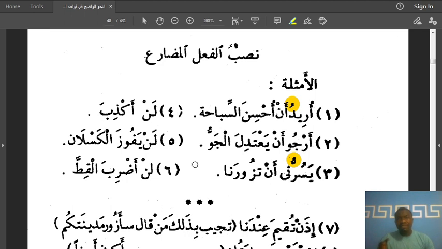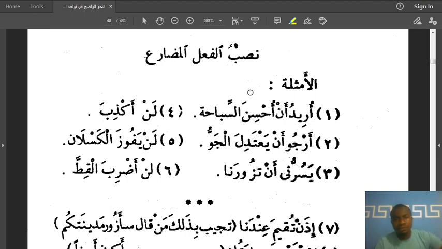So basically, al-fi'l al-mudari is marfu'. It is nominative. That is to say, it ends in Dhamma. But in this lesson, we are going to learn cases where the fi'l mudari will rather end in fatha instead of Dhamma. That is what we call nasbul fi'l al-mudari. Cases when the present tense verb ends with fatha, or ends in the accusative case.